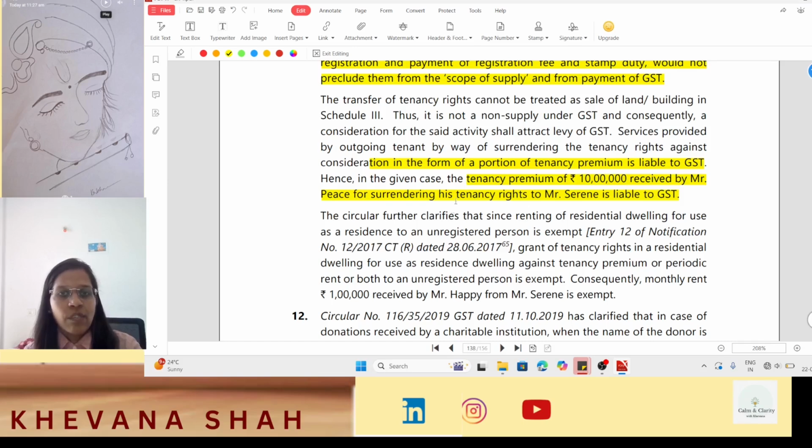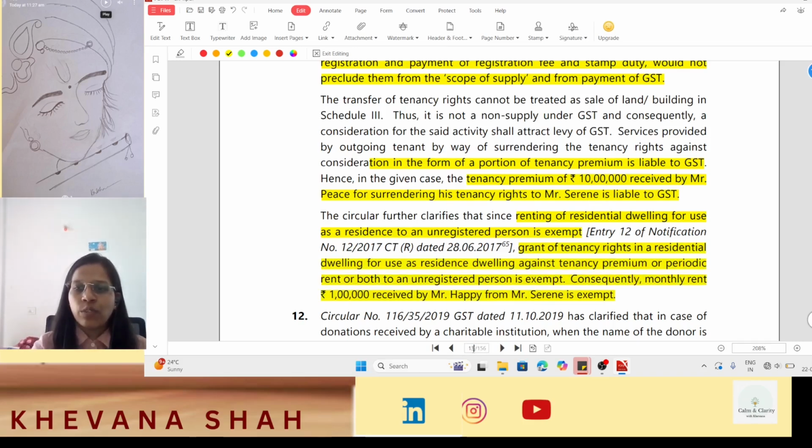Then, the circular further clarifies that renting of a residential dwelling for use as a residence to an unregistered person is exempt. Since this is specifically exempt, GST will not be leviable on the same. Grant of tenancy rights in a residential dwelling for use as a residential dwelling against tenancy premium or periodic rent or both to an unregistered person is exempt. So consequently, the monthly rent of rupees 1 lakh received by Mr. Happy from Mr. Serene is exempt. Now moving on to the next question.